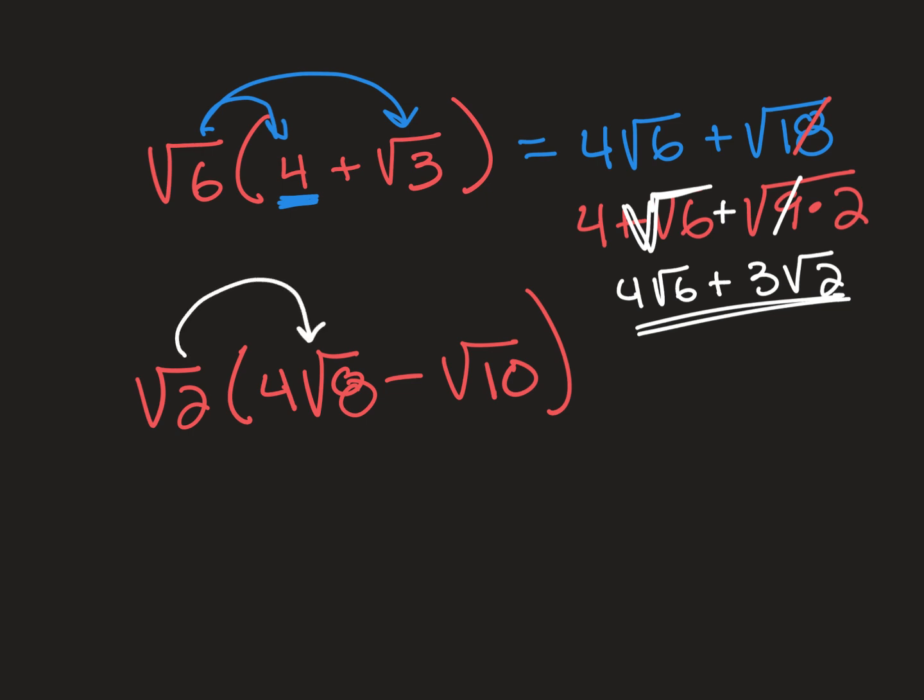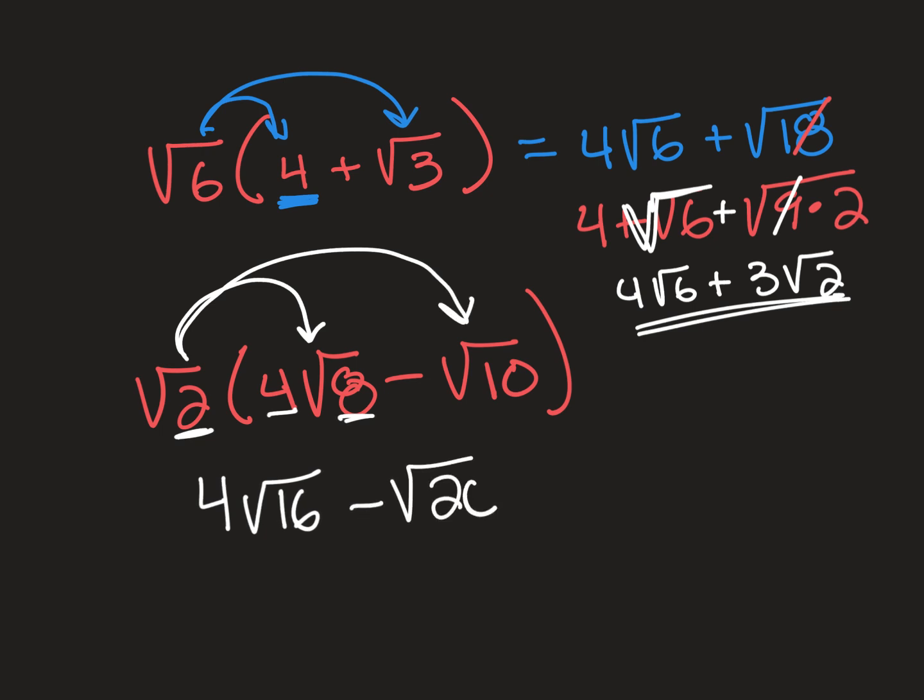With this one, square root of 2 and square root of 8 are both inside. So I'm going to get the square root of 16. That 4 is on the outside, so he stays. And then I'm going to distribute again. 2 times 10, so I get negative square root of 20.